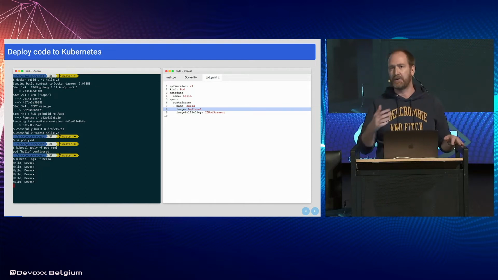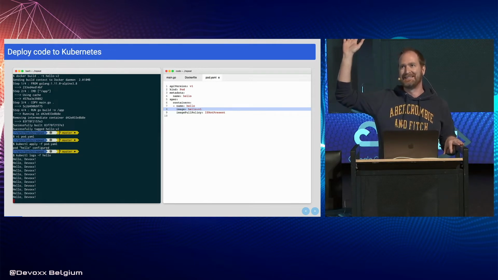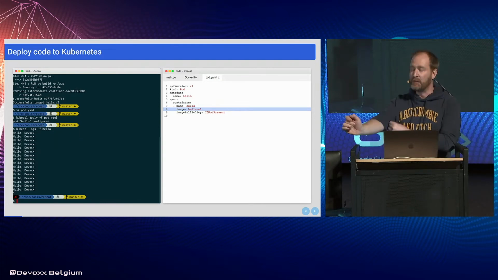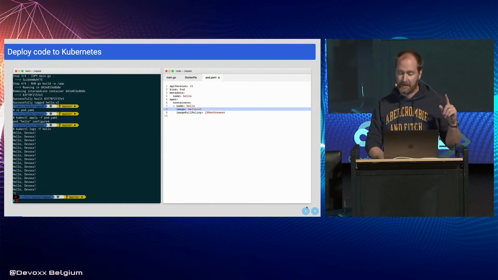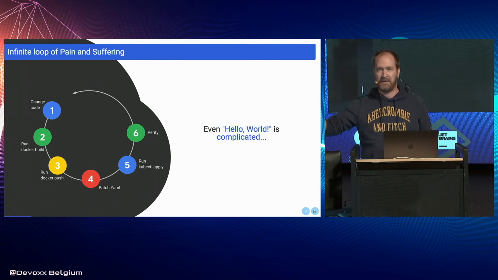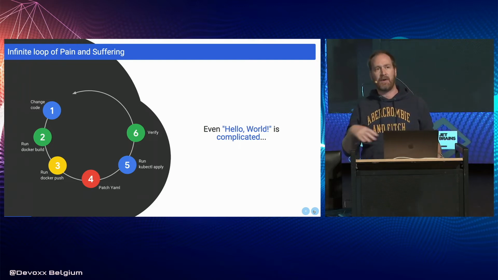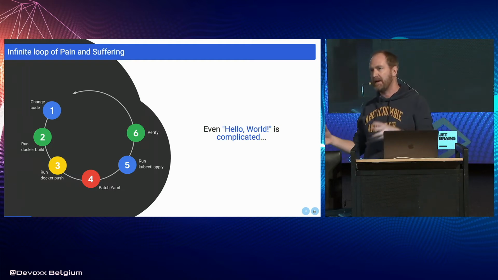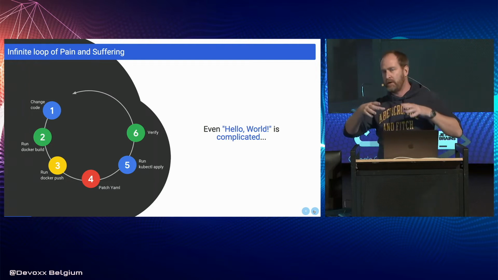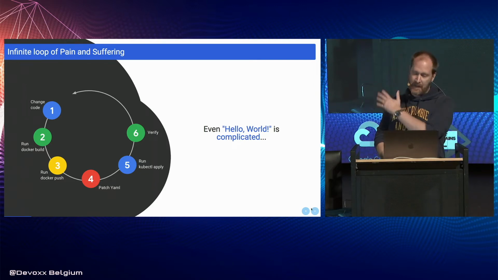All those steps, you're going to do them 100 times, 1,000 times a day. Who likes that? Yeah, I like to do that every day. And this is just for Hello World, right? This is what I call the infinite loop of pain and suffering. And welcome, this is your new life. You're going to do that every day. Or maybe you're going to write some kind of bash script or makefile or whatever to solve the problem for your project. And when you add more microservices, it's going to be worse. So anyways, hello world is complicated.